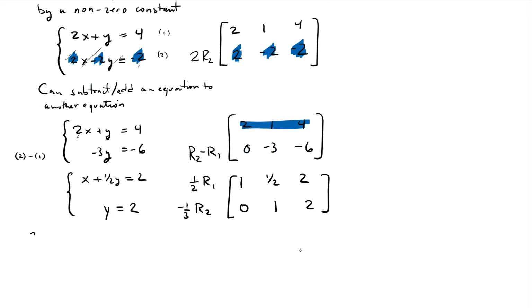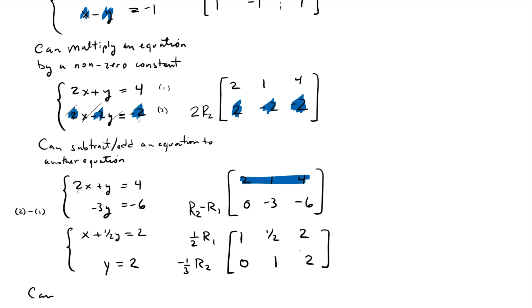And finally, I can do the two operations that I did before, multiply a row by a constant, and subtract an equation from another equation. I can do those two steps at the same time. I can add or subtract a multiple of an equation to another equation. So that's kind of doing the previous two steps at once.